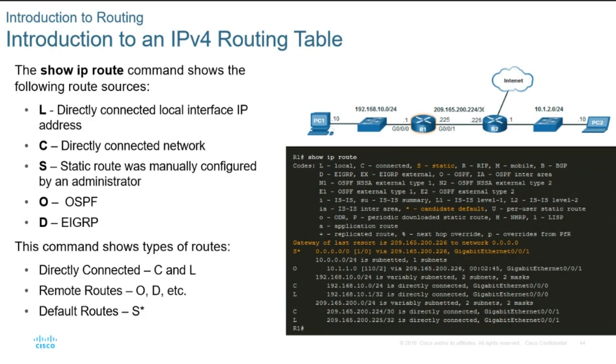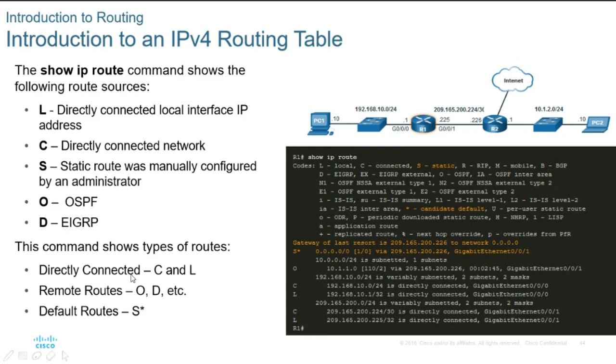These are the codes you will see. L is a directly connected local interface IP address. Then C is a directly connected network. And then S is a static route manually configured by an administrator. Then O is OSPF. D is the EIGRP protocol. So this command shows the types of routes.